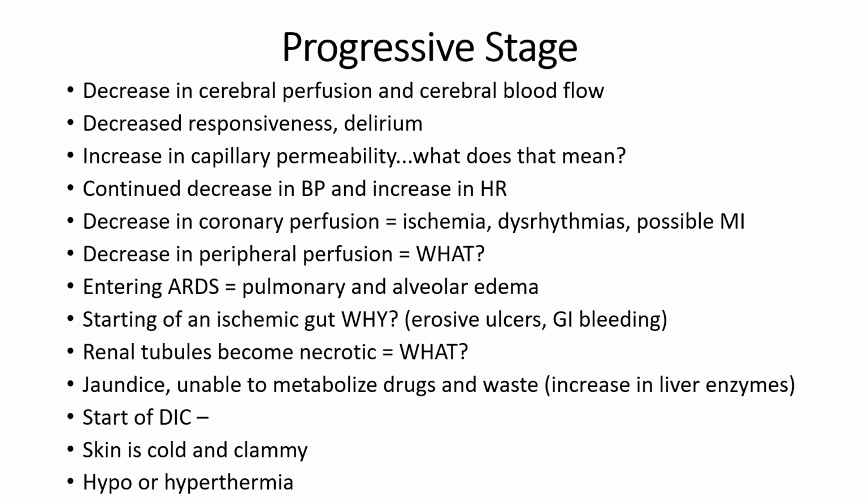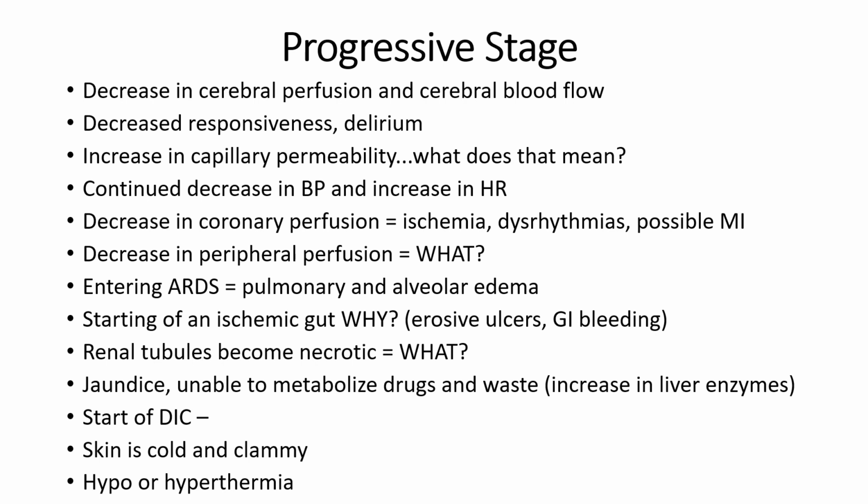Renal tubules, they become necrotic. Acute tubular necrosis, ATN. So is our urine output going to be good or is it going to be bad? It's going to be bad. We're going to see a huge progressive decrease in urinary output. We may not see any urinary output at all. Our liver becomes affected, right? Decreased perfusion to our liver, decreased oxygen to our liver. We may see patients become jaundiced. Do you think they'll be able to metabolize drugs and waste as well as they usually do without that good perfusion? No, not at all. We may see some increased liver enzymes on our labs.